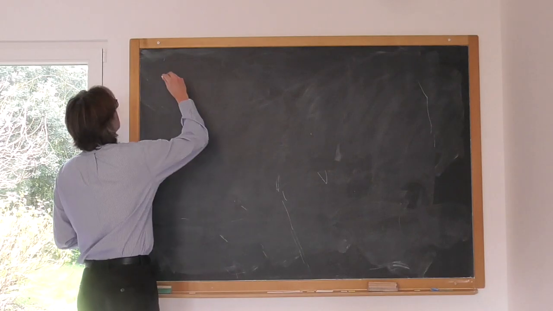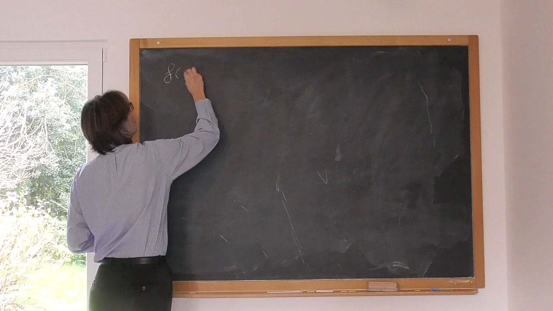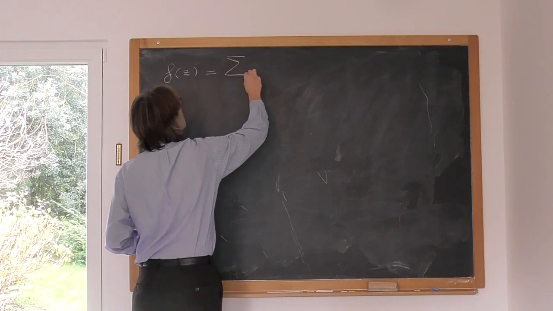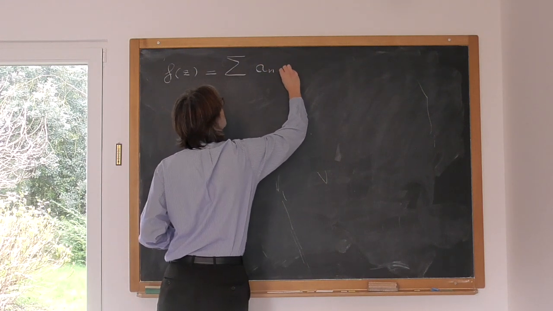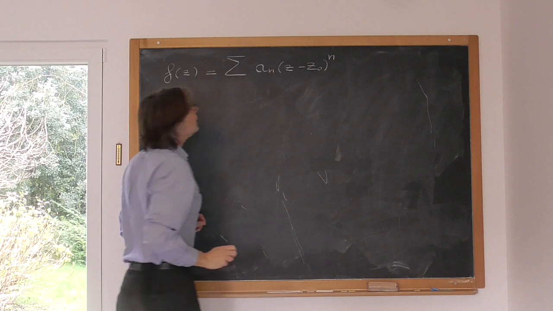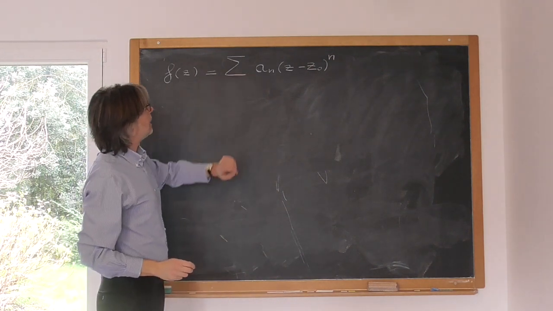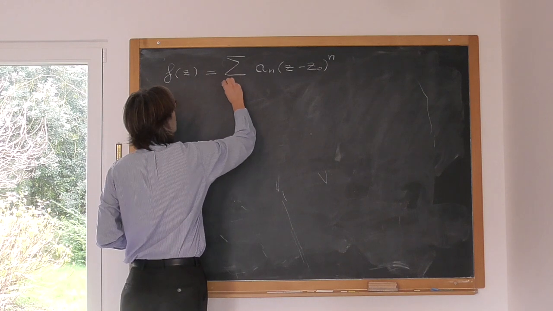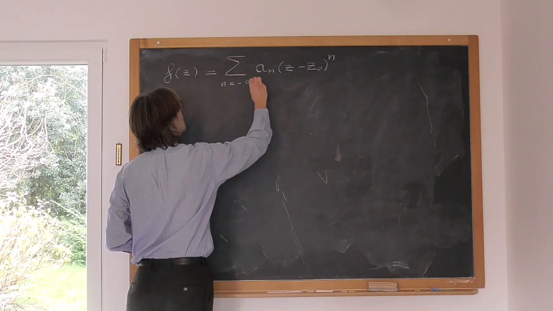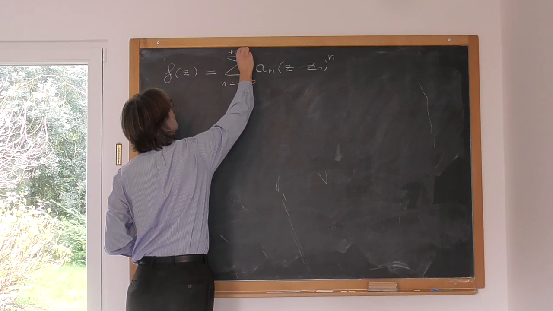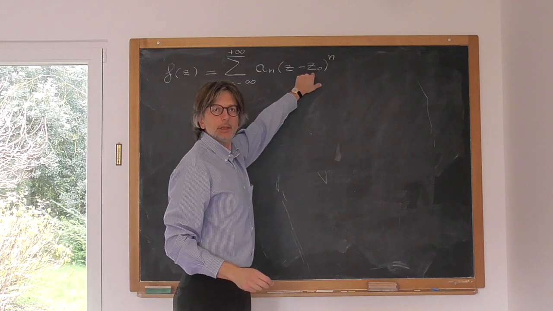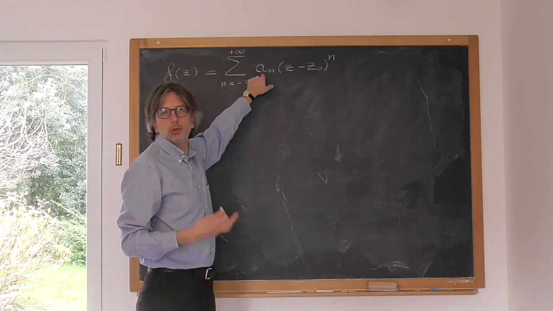So what is a Laurent series? A Laurent series is an expression of the following form. I write it f of z. It's a sum of some coefficients a_n (z minus z0) to the power n. So exactly like a power series, but now n can also take negative values. So this is an infinite sum going from minus infinity to plus infinity. Okay, so this is a Laurent series centered at the point z0 with coefficients a_n. The a_n are, as usual, complex numbers.